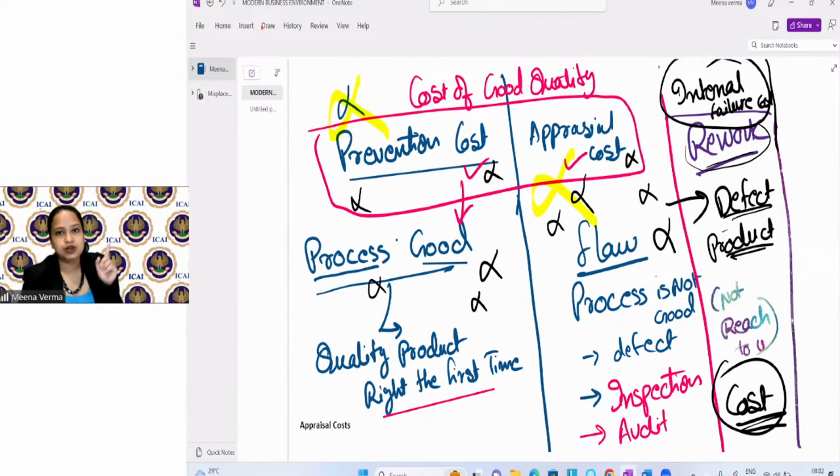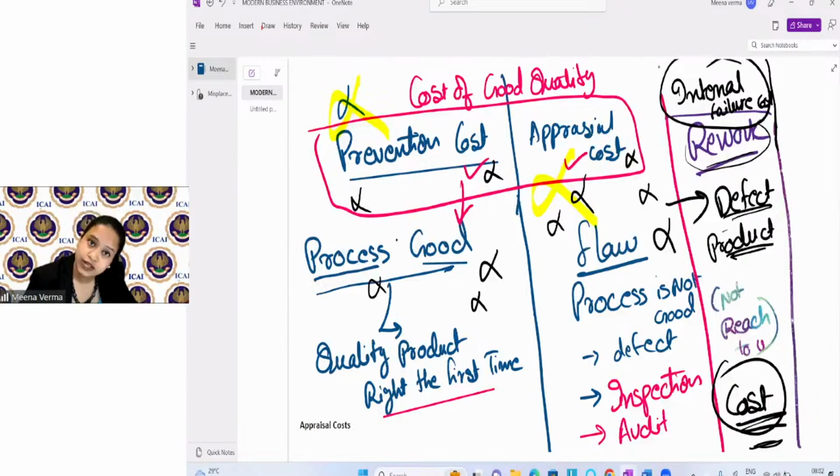So since you have not produced the quality product, you are producing defective units. To correct those defects, to rework on those defects, you will use the resources again and it will increase the cost of the company. All right, this will increase the cost of the company.